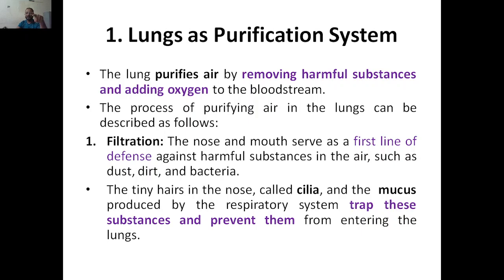And the process of purifying air in the lungs can be described as follows. How it will process, that we will see. Whatever we have just now given as an explanation, as an introduction, it's almost like that only, with a few terms you need to remember, okay.